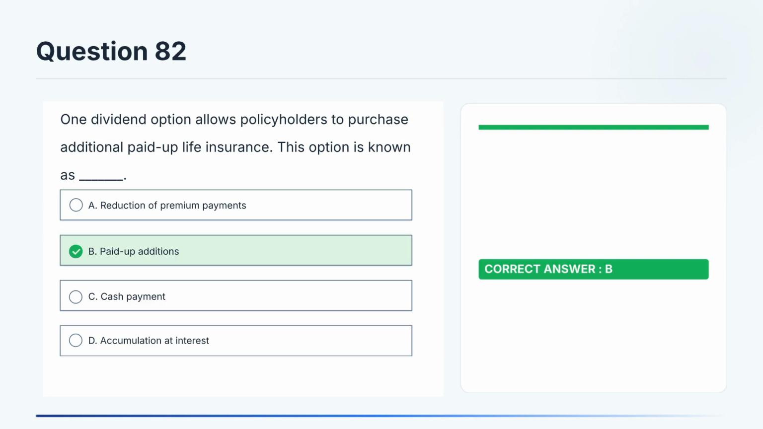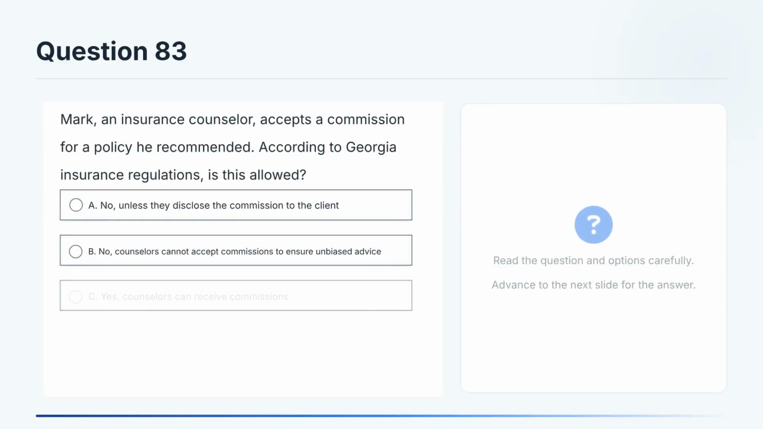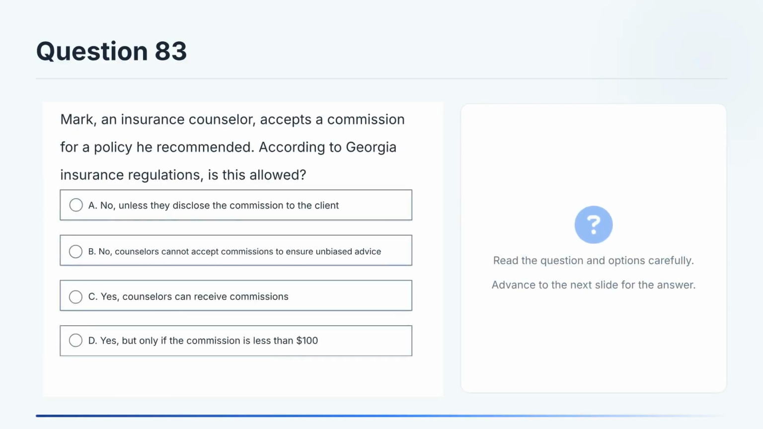Paid-up additions. Question 83. Mark, an insurance counselor, accepts a commission for a policy he recommended. According to Georgia insurance regulations, is this allowed? A. No, unless they disclose the commission to the client. B. No, counselors cannot accept commissions to ensure unbiased advice. C. Yes, counselors can receive commissions. D. Yes, but only if the commission is less than $100.